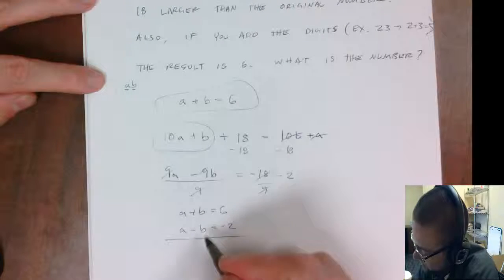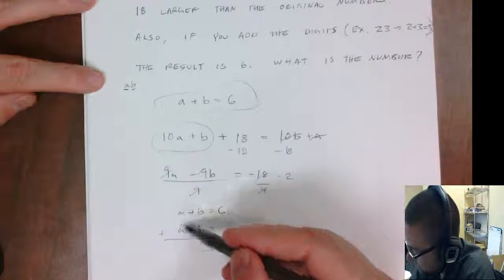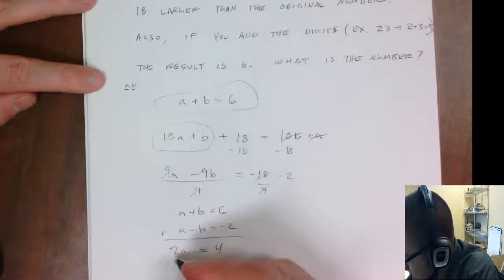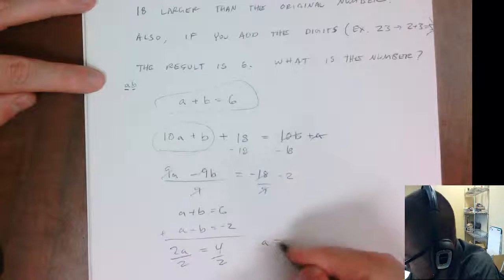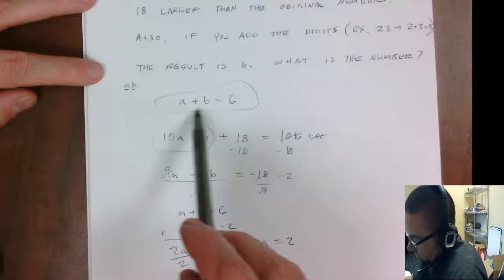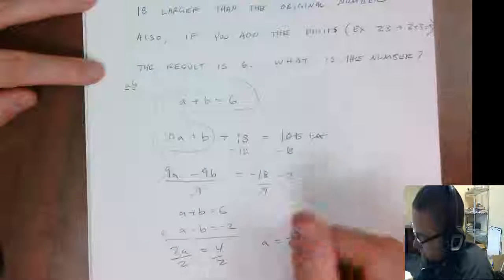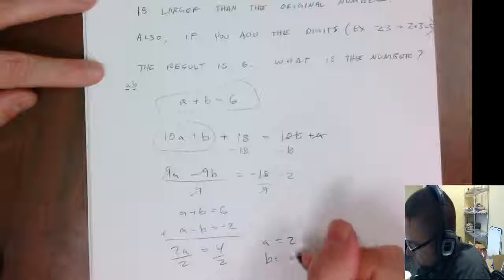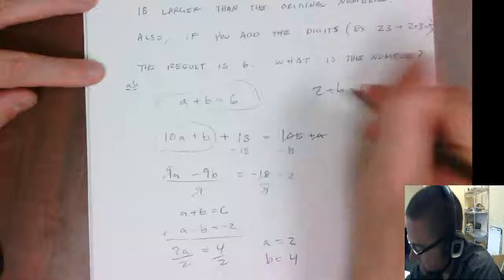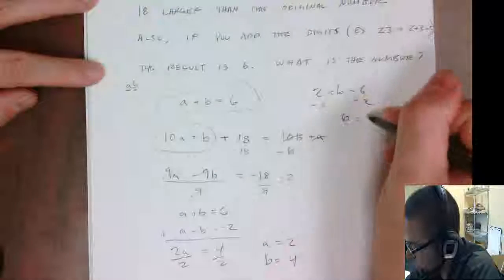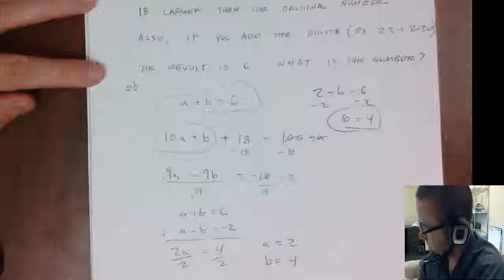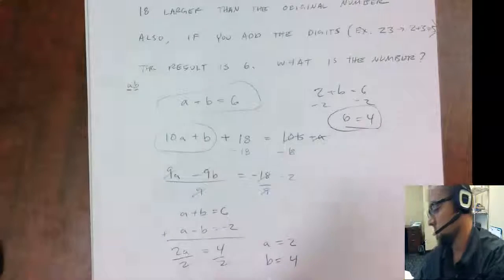Then I can use elimination to add the equations together. So I get a plus a, which is 2a, b minus b, which is 0, equals 4. Divide both sides by 2, so I get a is equal to 2. Then I can plug that back into either equation. How about the top one? 2 plus what number is 6? So subtract 2 from both sides. b is equal to 4. Okay, so that's 2 quick word problems with systems of equations.